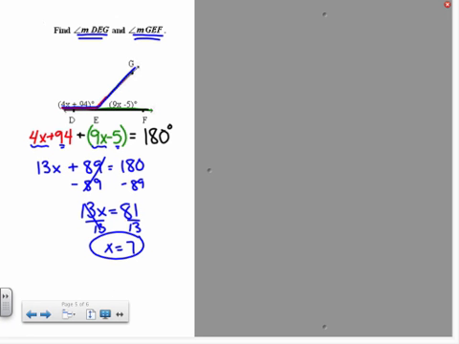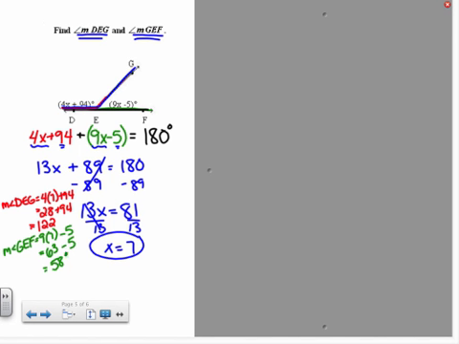So to find the measure of angle DEG, we're going to take that 7 that we got for x and substitute it in for the x in 4x plus 94. So I'll have 4 times 7 plus 94. 4 times 7 is 28, so 28 plus 94 gives me 122. Now we'll find the measure of the other angle, angle GEF. Doing the same thing, we'll put 7 in for the x, so we'll have 9 times 7 minus 5. 9 times 7 is 63, and 63 minus 5 gives me 58.